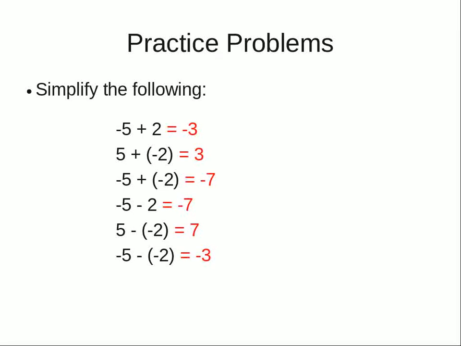Answers. The first one is -3. The second one is 3. The third one is -7. The fourth one is also -7. The fifth one is 7. And then the last one is -3. All right. Discussion.